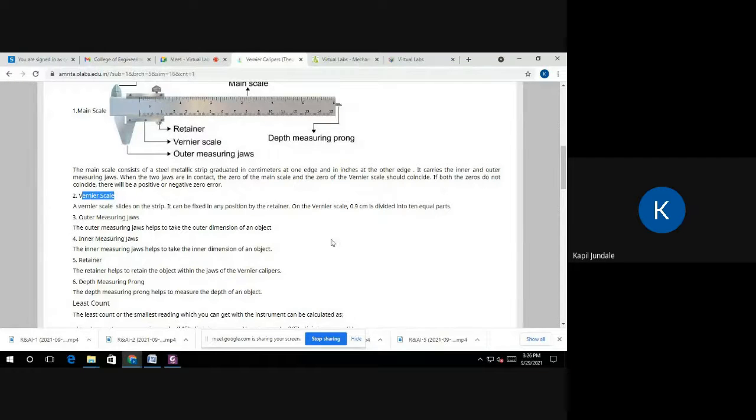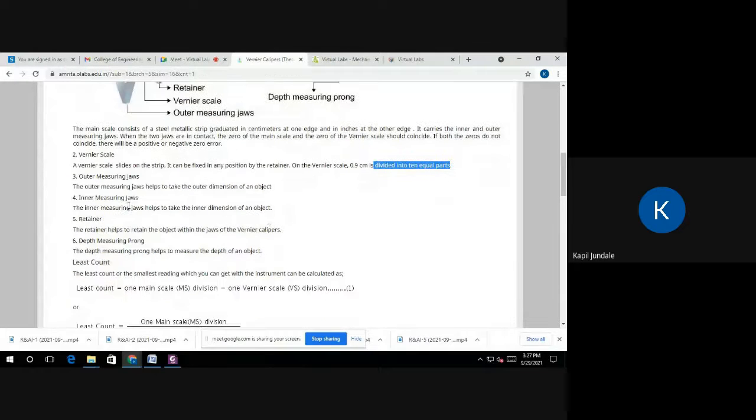On vernier scale, 0.9 centimeter is divided into 10 equal parts. Okay, this one is very important. 0.9 centimeter is divided into how many parts? 10 equal parts.